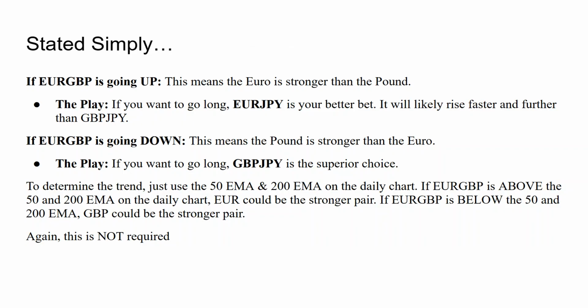So, like I said, to determine the trend, you can just use the 50 and 200. If it's above those EMAs, euro is stronger. If it's below them, then pound is stronger. Just keeping it simple. If you want to pick a different trend indicator, that's fine too. But again, this is not required. You don't have to study euro pound.